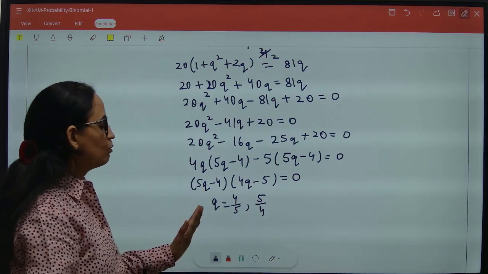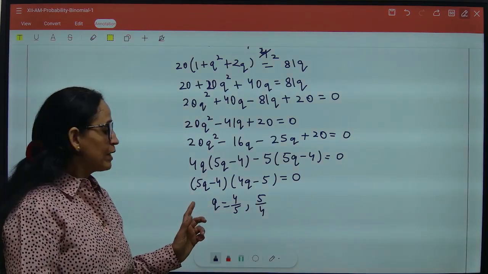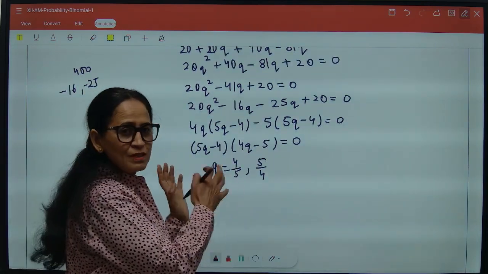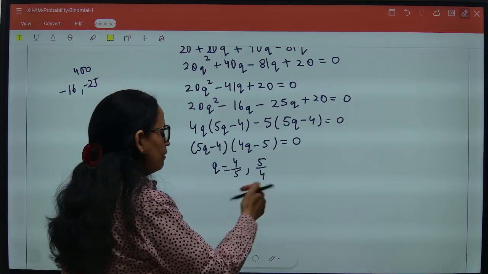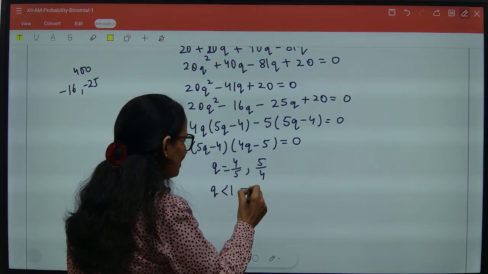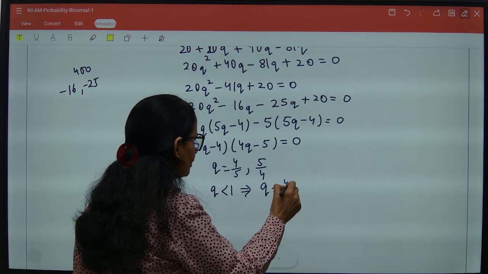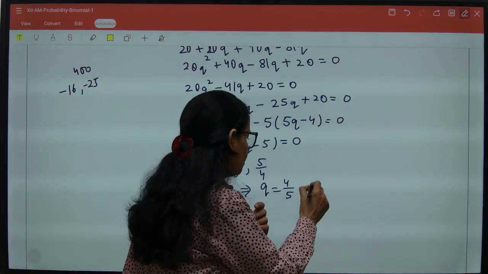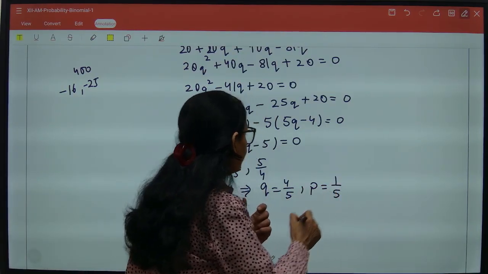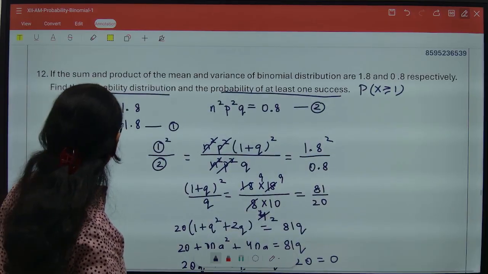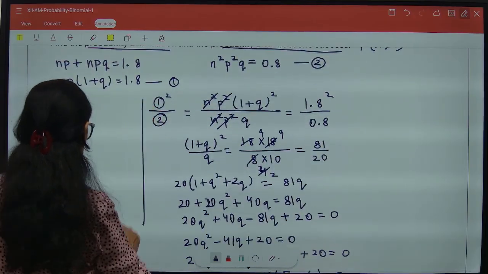Now because q is referring to the probability, that means it cannot be greater than 1. You have to write this. Specify the reason why you are rejecting 5 by 4, as q is probability. So q should be less than 1. That means the value of q here is 4 by 5. Now because q is 4 by 5, that means p is going to be 1 by 5, and using these values of p and q, we can find the value of n.